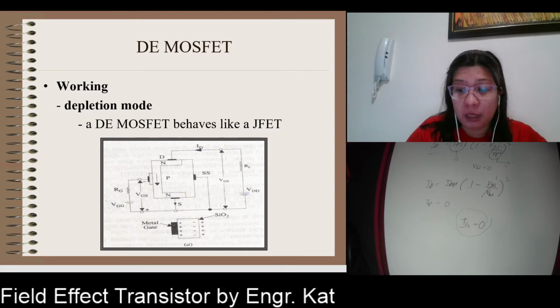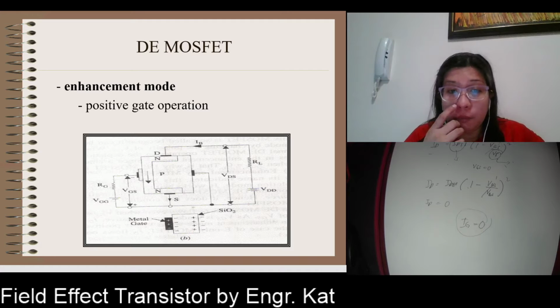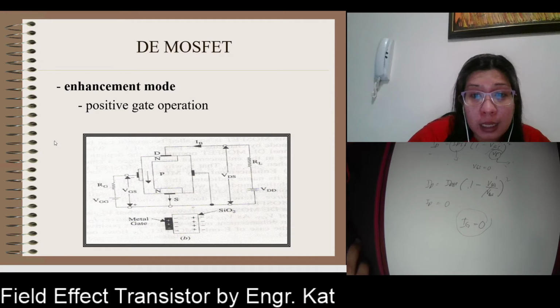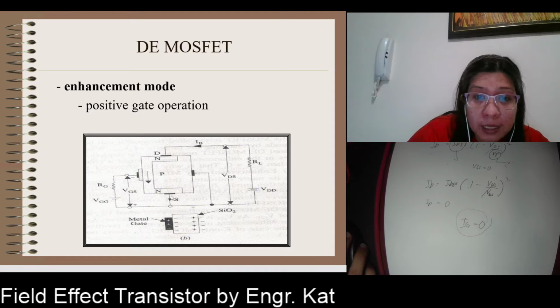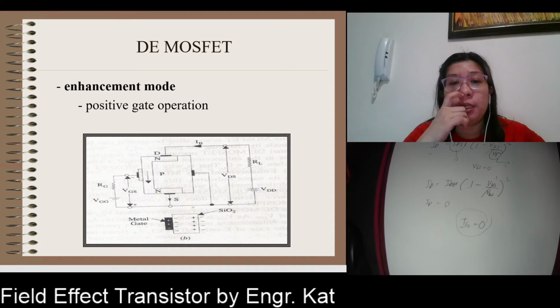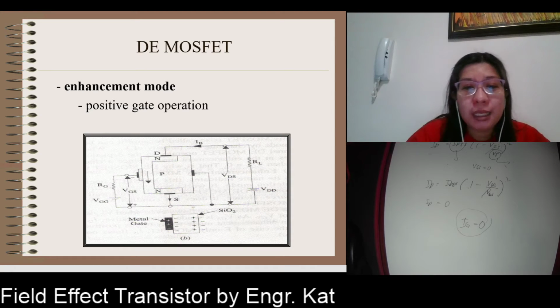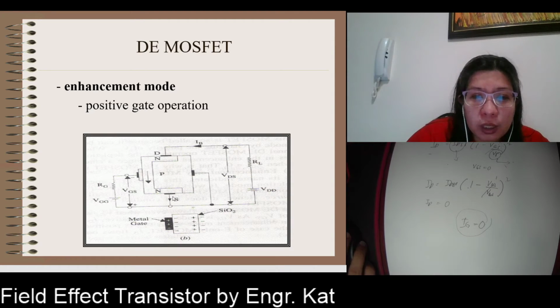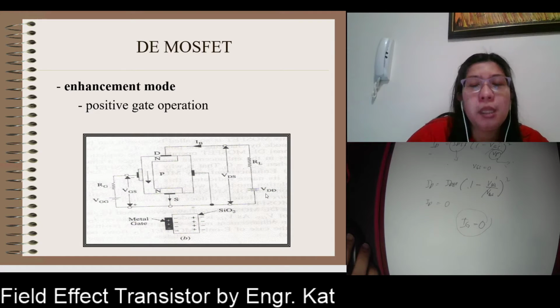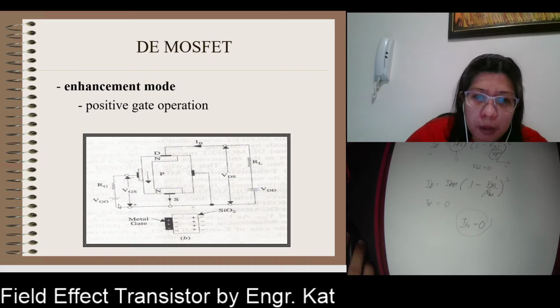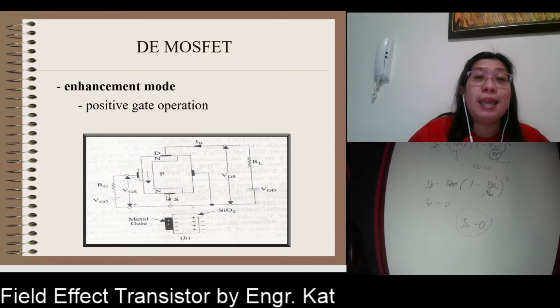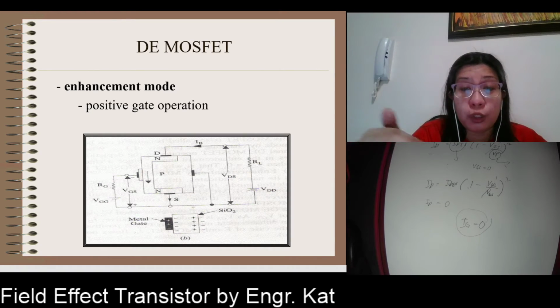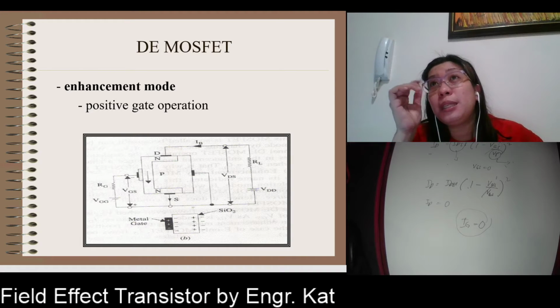For the enhancement mode, we can place a positive terminal here, and the negative is connected to the source, which is the negative terminal. So what happens is the electrons are not only supplied by your VDD here, but also by your VGG here. That means we have more electrons flowing from the source going to the drain. So what is the implication?